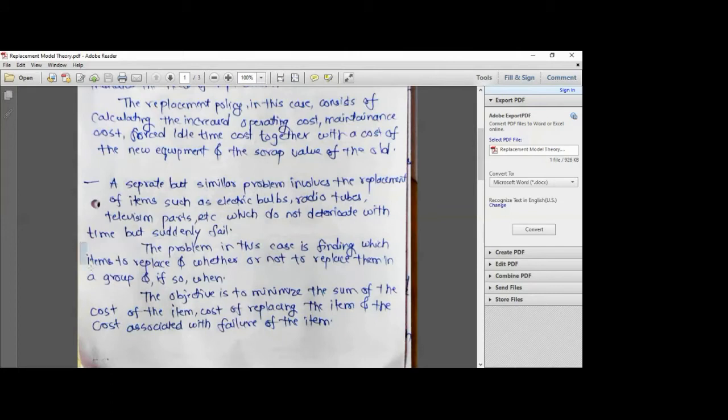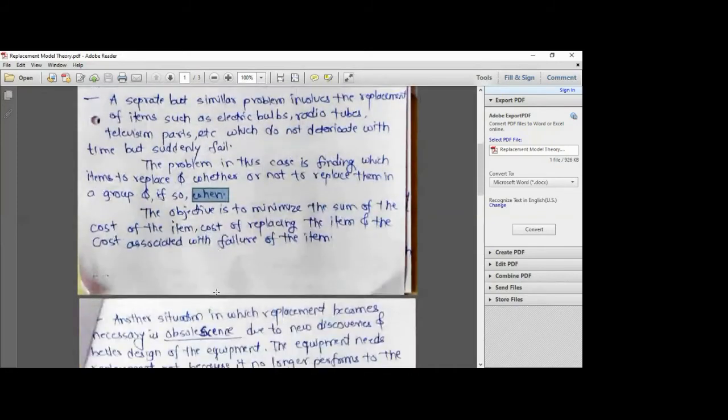So the problem here is finding out the items which need replacement, whether to replace an item as a single piece or to go for a group replacement, and if replacement is to be done, when it should be done. That is the problem in this particular case, right? So what is the objective here? The objective is to minimize the sum of the cost of the item, the cost of replacing the item, and the cost associated with failure of the item. So we are thinking of minimizing all such costs here, right?